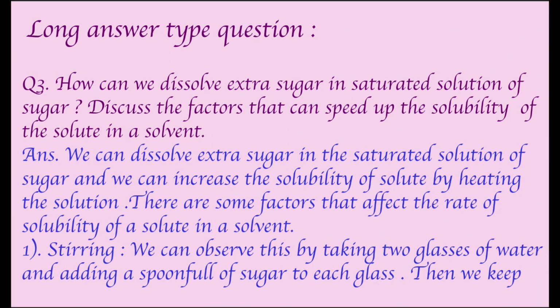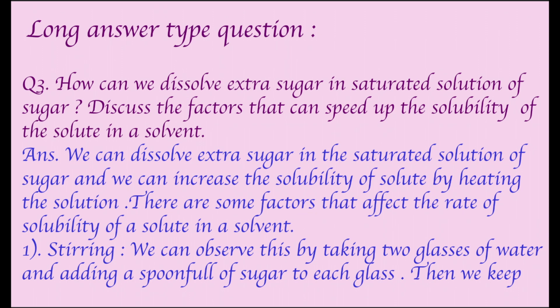Question 3. How can we dissolve extra sugar in saturated solution of sugar? Discuss the factors that can speed up the solubility of solute in a solvent. Answer is, we can dissolve extra sugar in the saturated solution of sugar, and we can increase the solubility of solute by heating the solution.